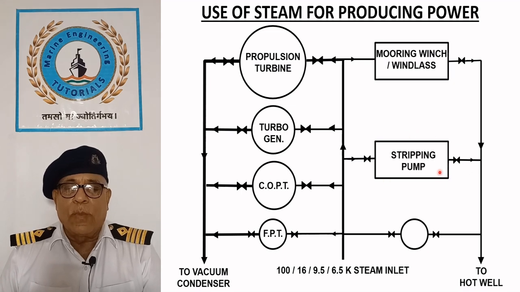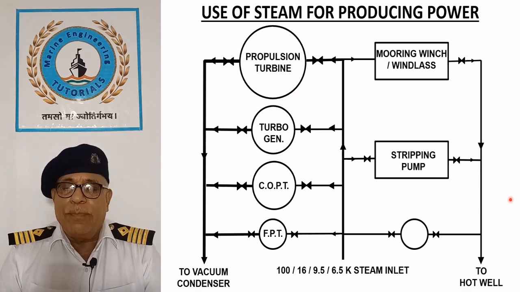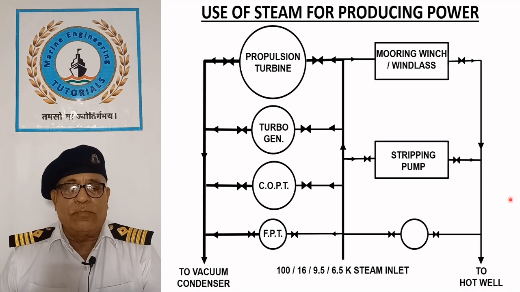these systems are now operated hydraulically. Stripping pump. A reciprocating pump operated by steam engine and commonly referred to as a stripping pump is used to empty the cargo tank after the bulk discharge. These pumps typically use steam at 9.5 bar.